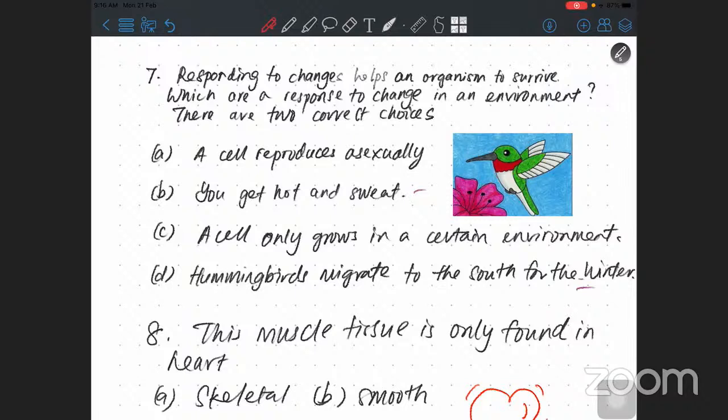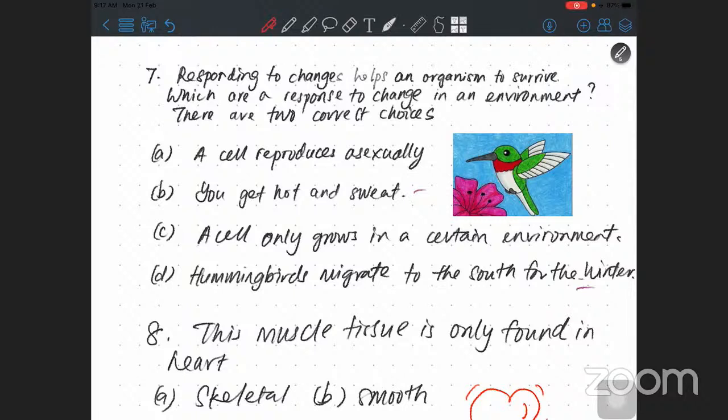Number 1, a cell reproduces asexually. Does it mean that this is a response to the change of environment? Because the environment changed, the cells that previously reproduced sexually can now reproduce asexually. Is that because the condition becomes worse? Can a human being reproduce asexually, or maybe a dinosaur, or maybe just a white rhinoceros?